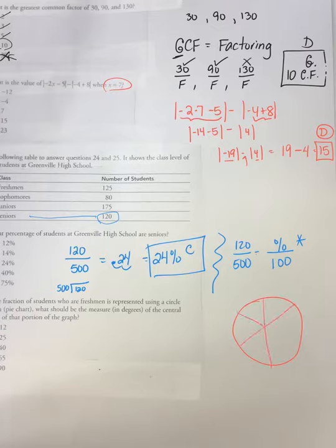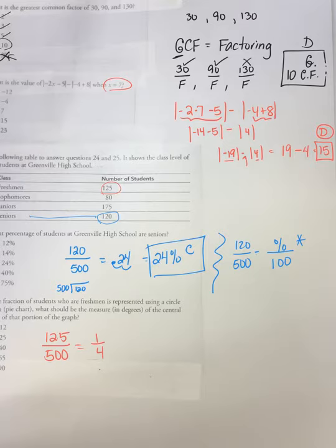juniors, seniors, 9th grade, 8th grade, whatever. If I'm going to use this type of graph, then what is my angle going to be when I'm looking at the freshman class? Well, let's look at the freshman class first. The freshman class up here has 125 kids in it. So 125 out of the 500 students is the fraction that we have of freshmen. Well, that's a quarter of our students, 1/4 of our students.